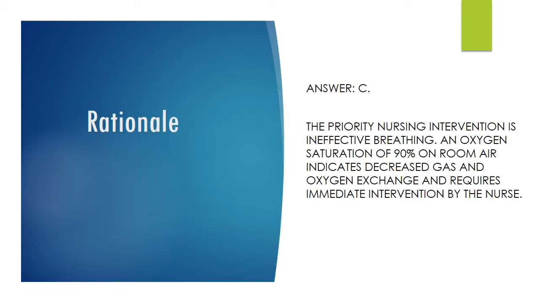The answer is C. Oxygen. Priority nursing intervention is ineffective breathing. An oxygen saturation of 90% on room air indicates decreased gas and oxygen exchange and requires immediate intervention by the nurse.